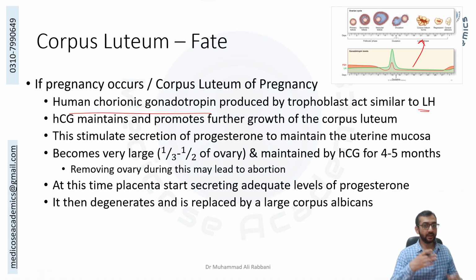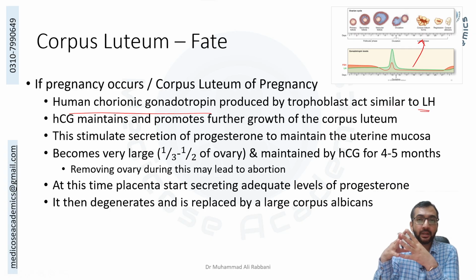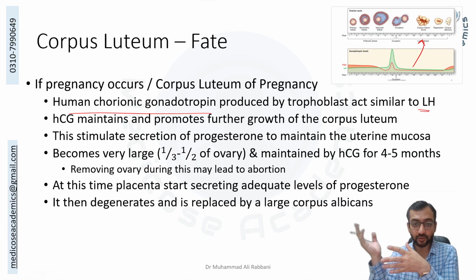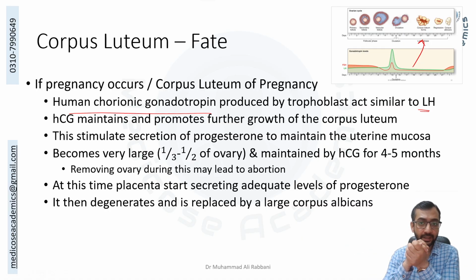It grows big. It grows so big that it covers the whole of the ovary. About one third to one half of the ovary is covered by this corpus luteum of pregnancy, and it is maintained by human chorionic gonadotrophin, by HCG.